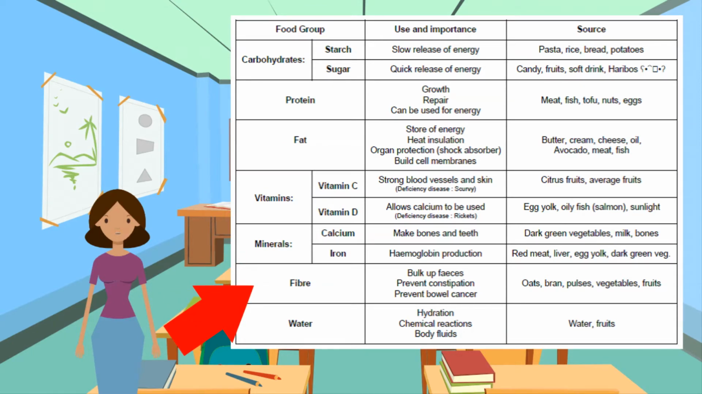The next food group we will look at is fiber. Fiber is important for bulk up feces, prevent constipation, and prevent bowel cancer. It can be found in oats, bran, pulses, vegetables, and fruits. Lastly, water. Water is important for hydration, chemical reactions, and body fluids. It can be found in water, of course, and fruits.